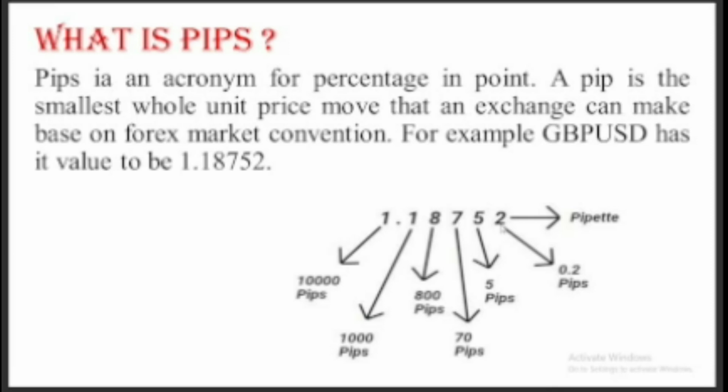So if we look at it, our pip actually starts counting from the second number, which has 5 as the figure there. So that's 5 pips. 7 here, we have 70 pips. 8 here, 800 pips. The 1 here signifies 1000.